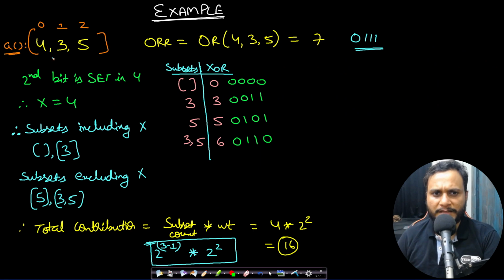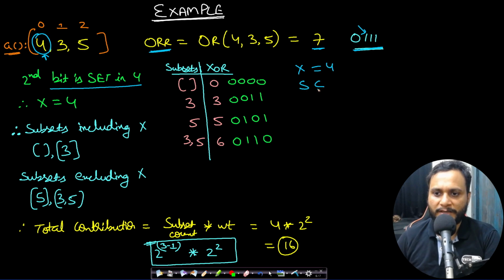If you take 4, 3, 5, and if I want to first know what are all the set bits which will be contributing, then take the OR of all the items, and that comes out to be 7. 7's representation is 0, 1, 1. Now if I consider the second bit here, in how many subsets is the second bit contributing? So let's assume that I know that the second bit is set in 4. According to the previous representation, my X value becomes 4.